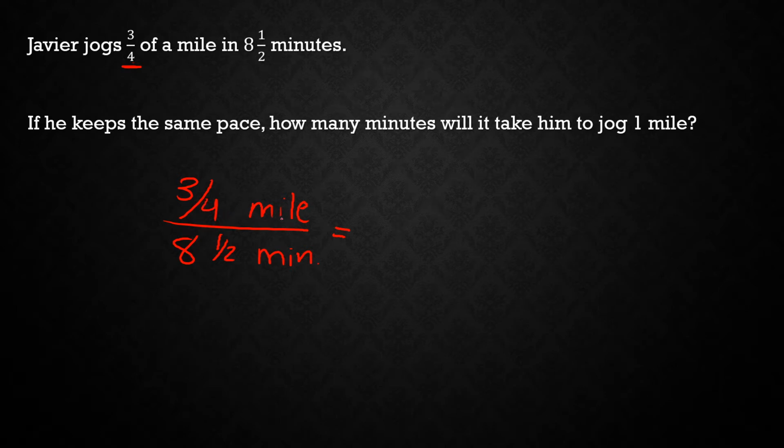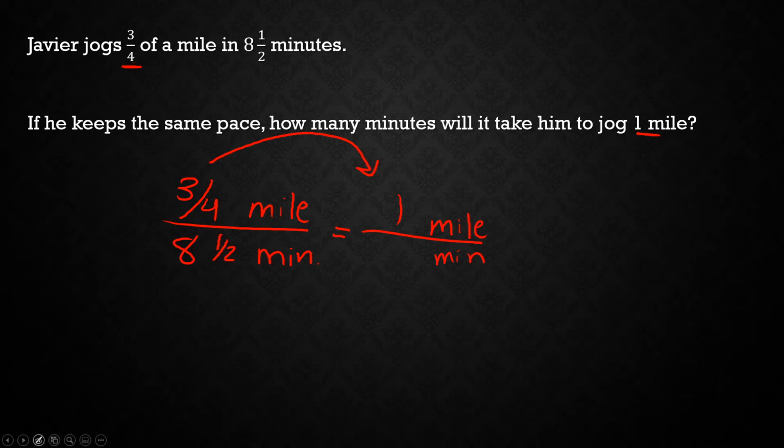That's 3/4 of a mile. Don't forget to label it. You have to label it. And then 8.5 minutes, that's right here, and I labeled that as well. I want to know, if he keeps the same pace, how many minutes will it take him to jog 1 mile? Okay, so remember, my units need to stay the same on top and they need to stay the same on bottom. So to get to 1, you always divide any number by itself. Anytime you see a 1, wherever you're starting, you're just dividing by that same number.